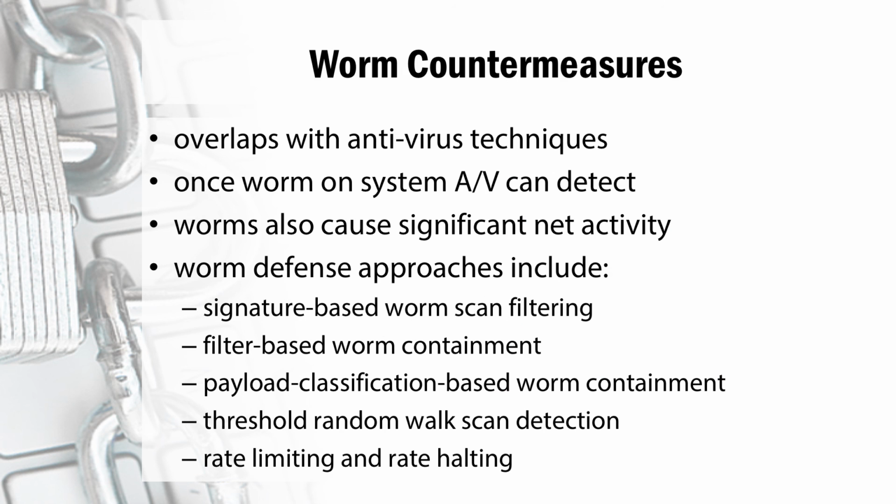Worm countermeasures overlap with antivirus techniques. Once a worm is on the system, it can typically be detected through antivirus software. Worm defense approaches, however, focus on network activities because this is the main activity that the worm manifests. Therefore, you may find specific features in antivirus software that monitor network activities to identify worms on an infected system.